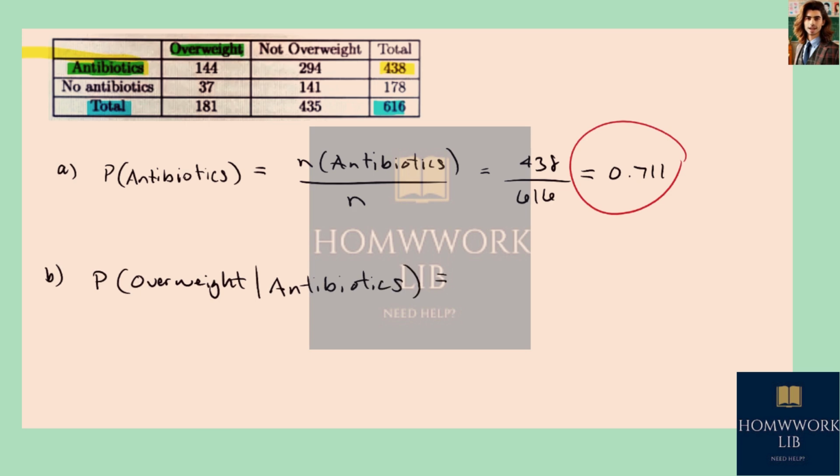So this can be calculated as the total number of people who are overweight and received antibiotics divided by the total number of people who had received antibiotics in infancy. So it's 144 out of 438. And this comes out to 0.329.